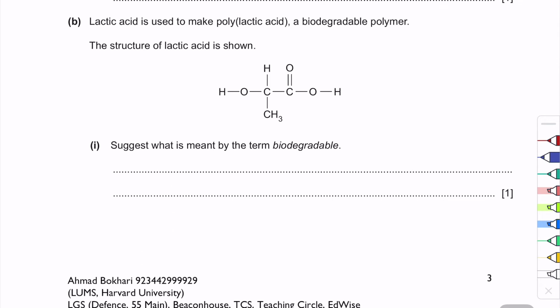Lactic acid is used to make polylactic acid. Okay, so that is biodegradable. Most of the condensation polymers are biodegradable. So why is it biodegradable? It can be broken down naturally through the actions of bacteria. So bacteria are responsible for biodegrading.